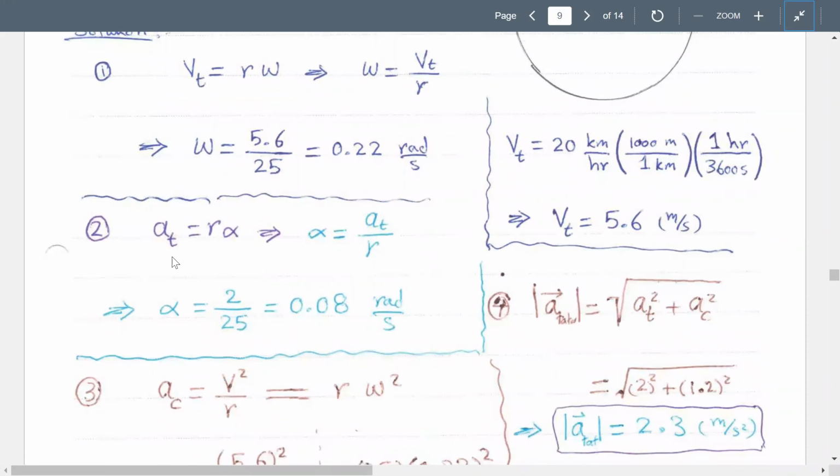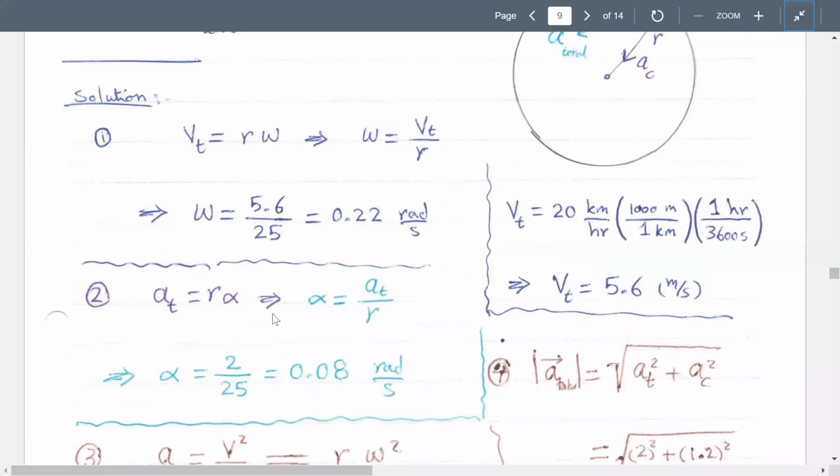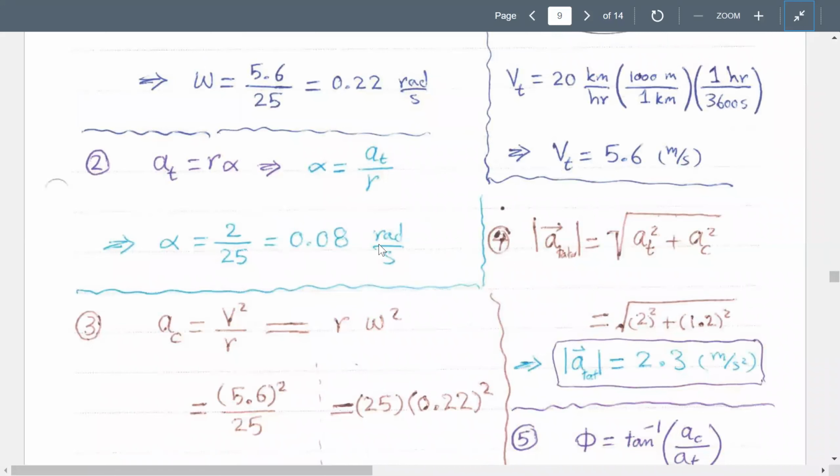Okay, what about the angular acceleration, alpha? It is AT over R. AT is given, 2. The radius, 25. 2 over 25, it will be 0.08 radian per second squared. We have a square here. I'm sorry for this. Okay.